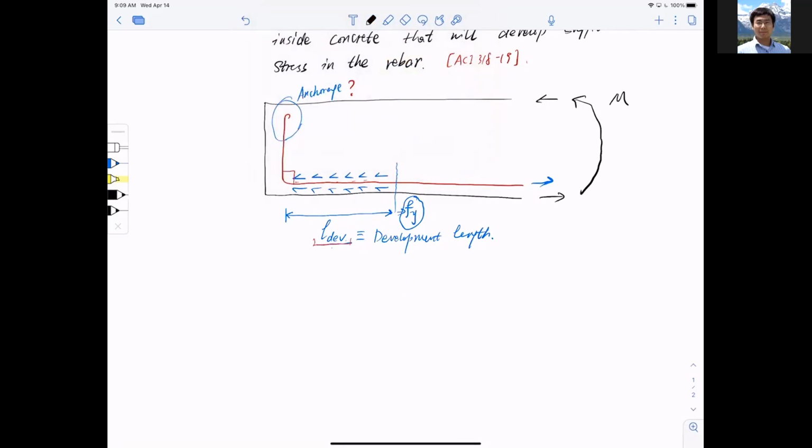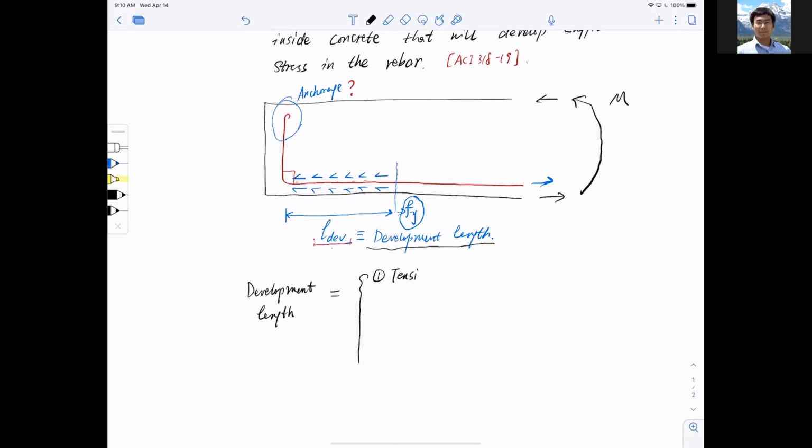But now let's take a look at these bars. Immediately we realize that the development length, since by definition stress needs to be built up in a bar, can be defined or categorized by the stress in the bar.